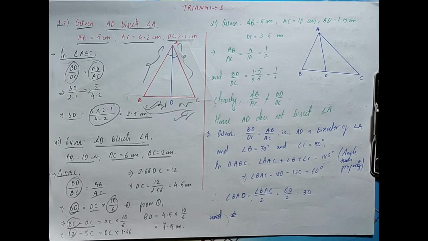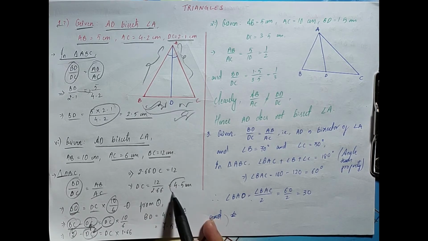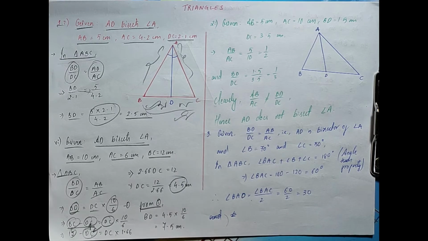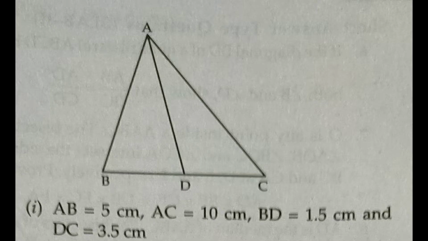Now BC is given to be 12. So if you substitute the value, this will be an equation based on a variable, that is DC. So if you simplify, you will get DC is equal to 4.5. From equation 1 we have BD is equal to 4.5 into 10 by 6, which is nothing but 7.5. This is equation 1.